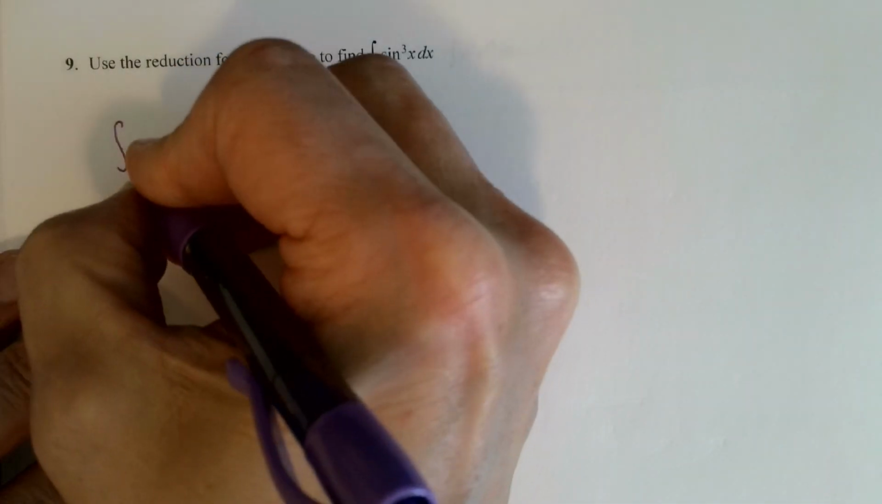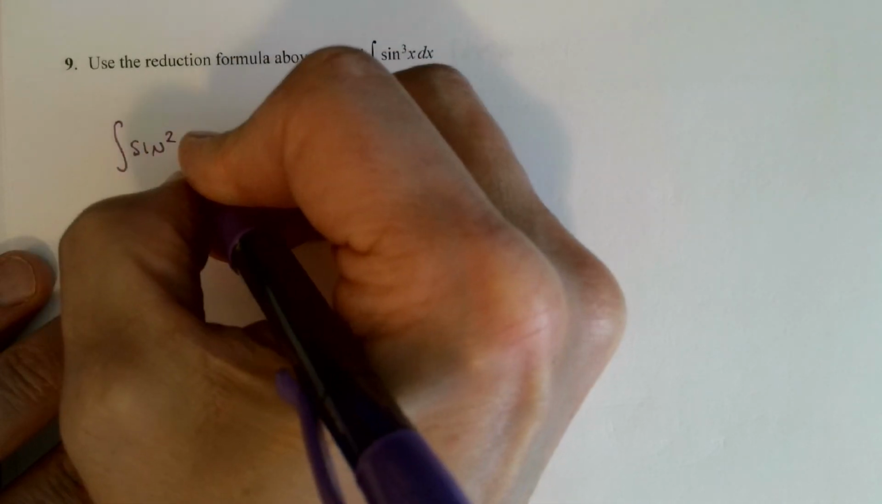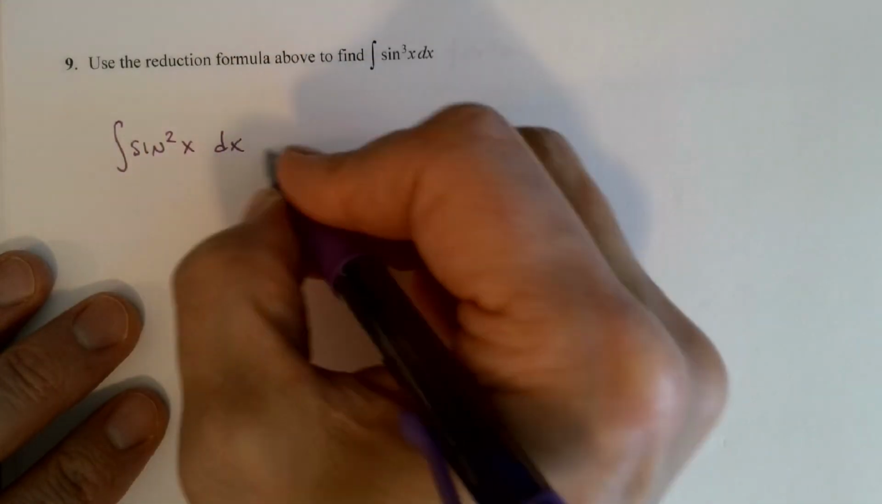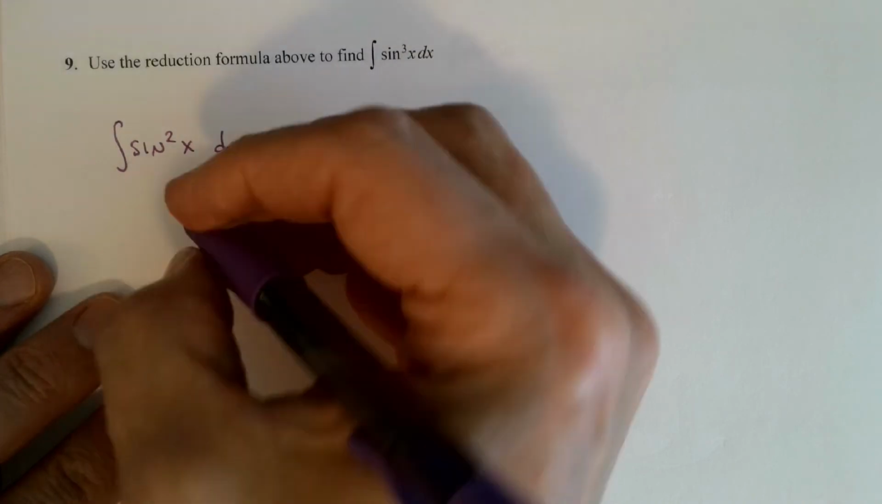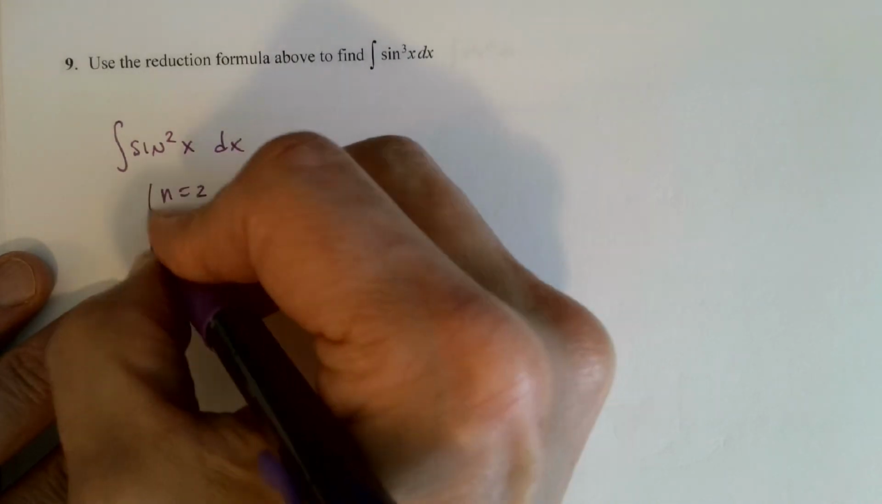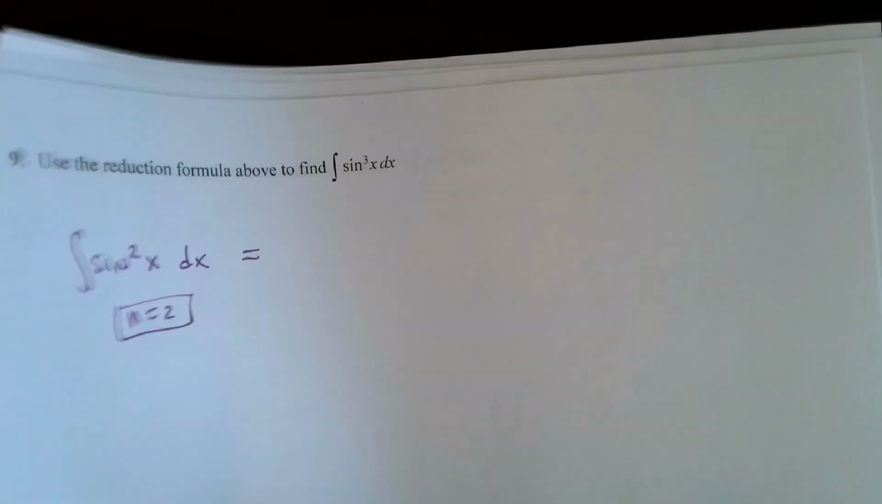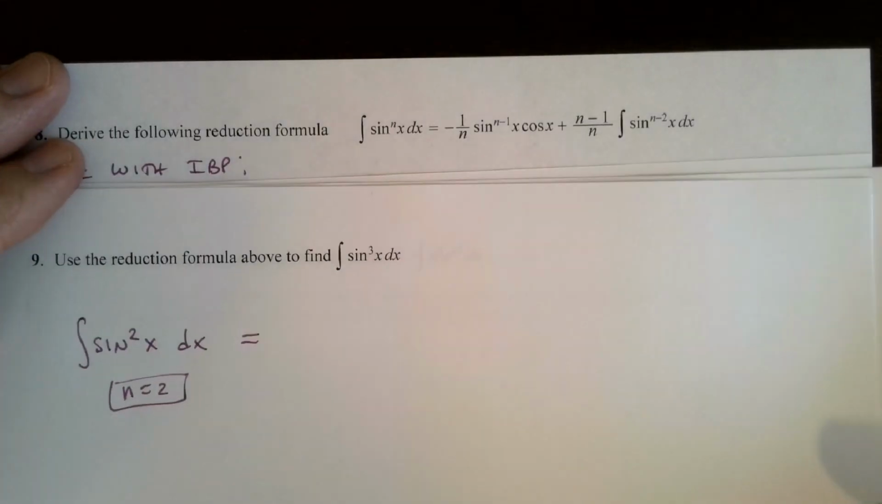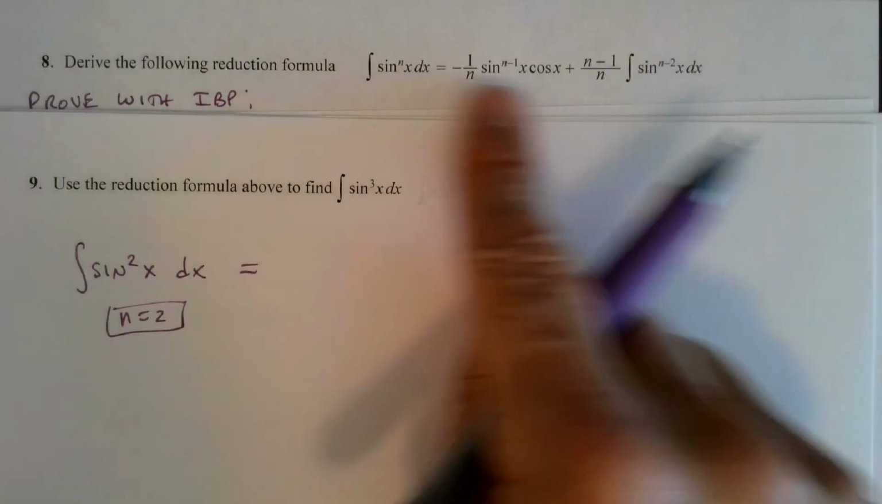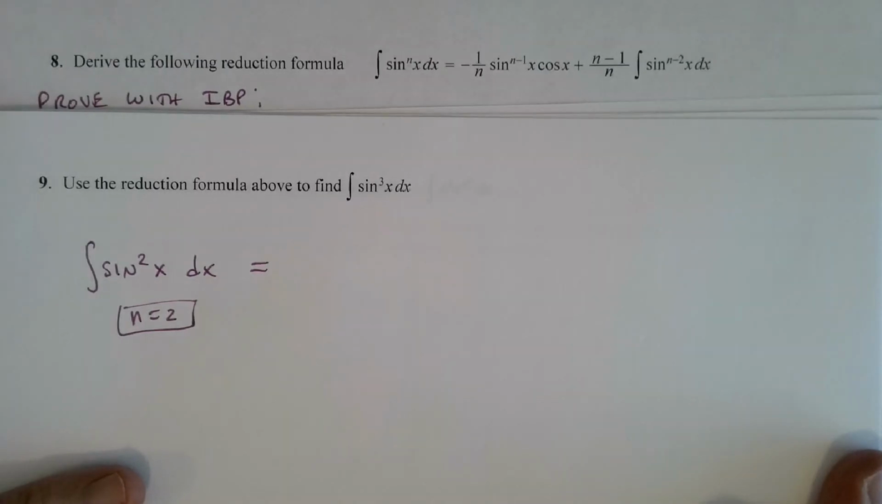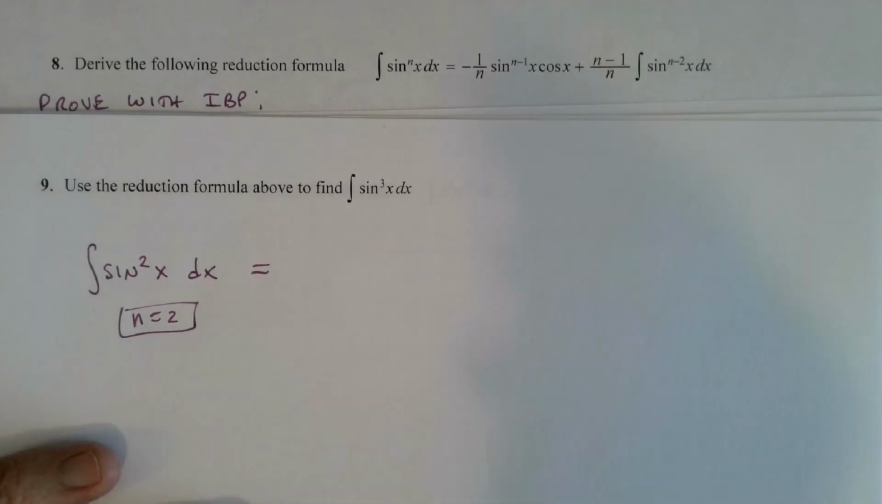I'm actually going to start. It says sine cubed x, but I'm actually going to start with sine squared x. All right. So of course here we know that n equals 2 in that formula. Let me get that formula up so that we can see it. This is not a formula that I would have you memorize. I'm not going to have you memorize that, but you should be able to use it, and that's what I want you to see here.